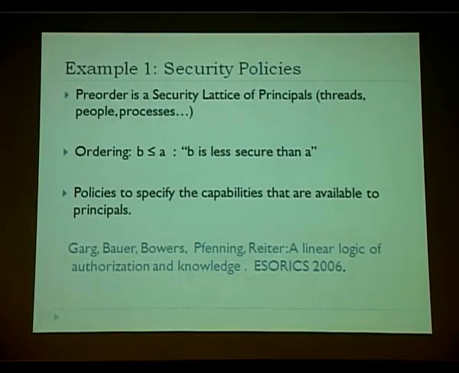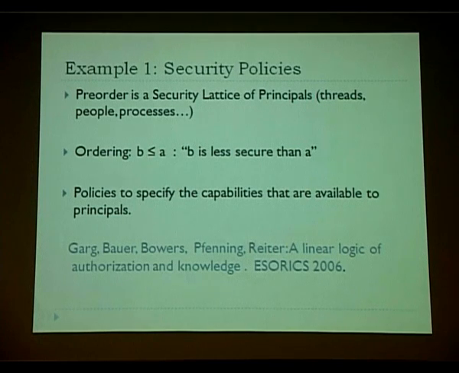My first example is about the use of the necessity modality in writing security policies. Okay, so what's going to be the lattice here? In this case, the preorder is going to be a lattice, and the lattice is going to be what the security people call principals. But what is a principal? It could be a process, it could be a person, it could be a location. And what does the ordering mean in this context? What the ordering means is that if B is less than A, then B is a less secure principal than A. Okay?